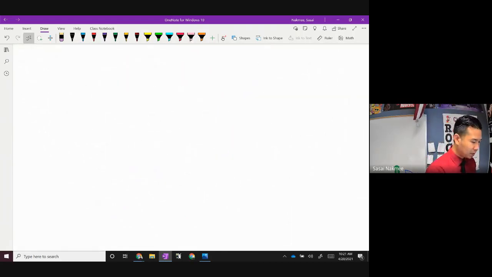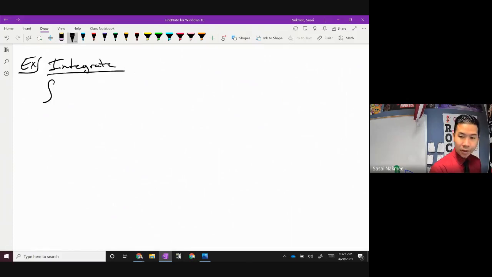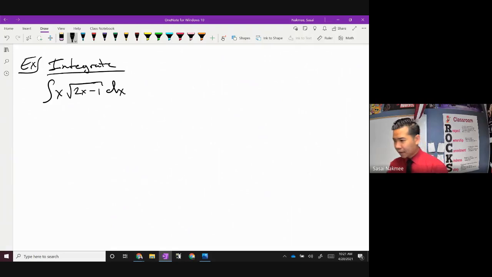All right, let's take a look at this. Sometimes U-substitution gets a little weird. Let's say I was asked to integrate the integral of x times the square root of 2x minus 1 dx. In this particular pattern, you might notice that one function is not the derivative of the other function. It's because it's the same power, right?